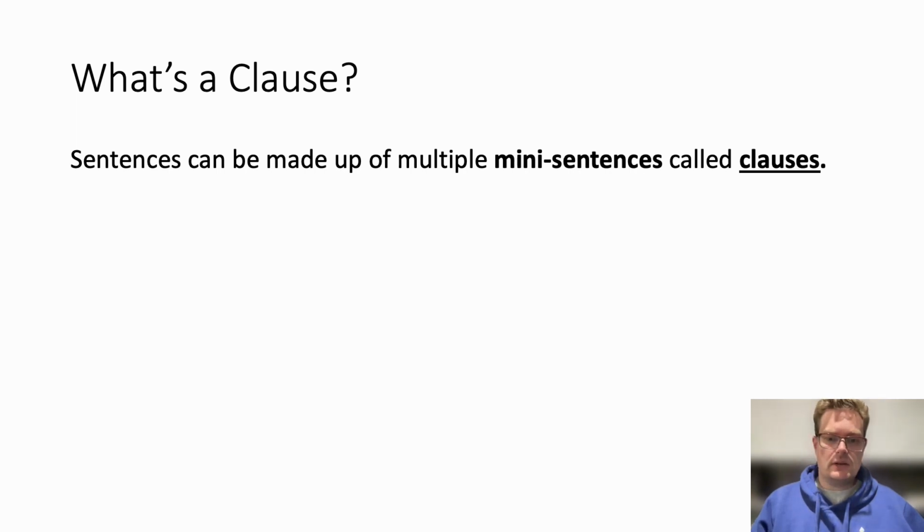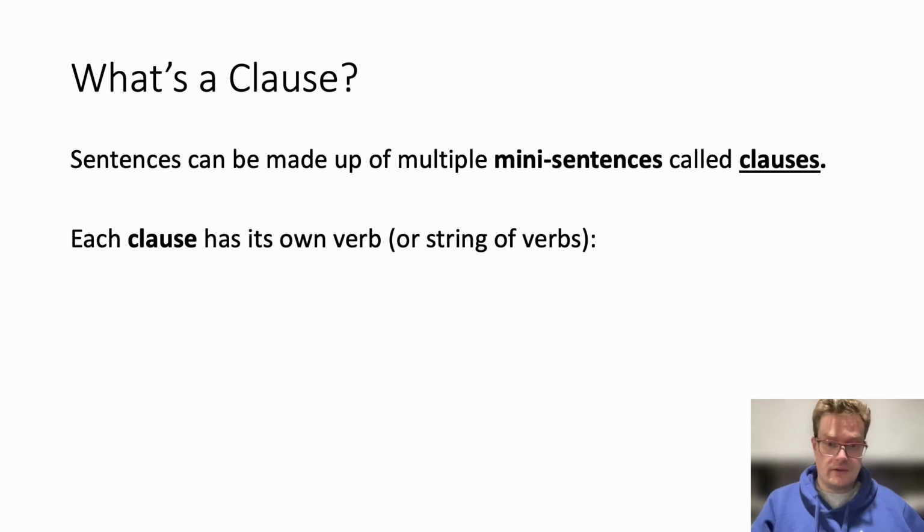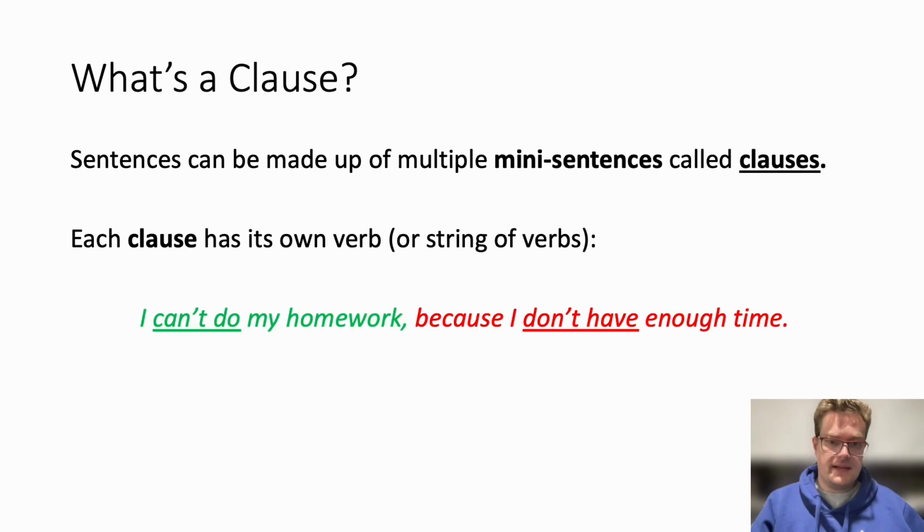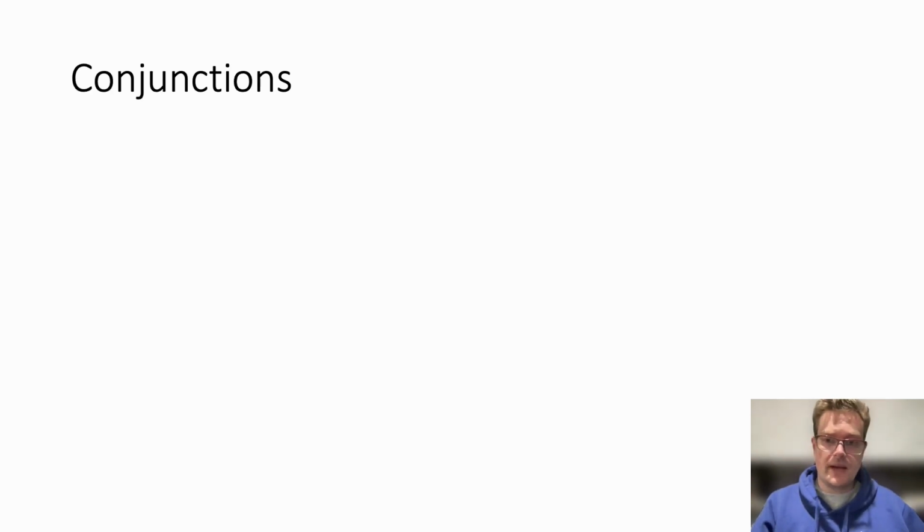Now, each clause in a sentence will have its own verb, or a string of verbs. It'll have its own main verb going on. Like this sentence here: I can't do my homework because I don't have enough time. So you can see that's actually two mini sentences joined together. The green one, I can't do my homework, that's the main sentence. And then because I don't have enough time, that's an extra clause there that is giving you more information.